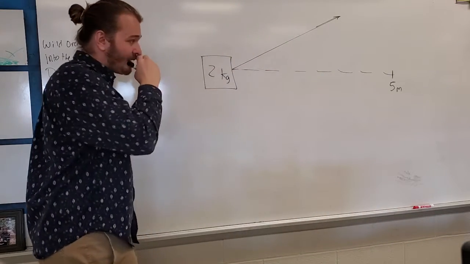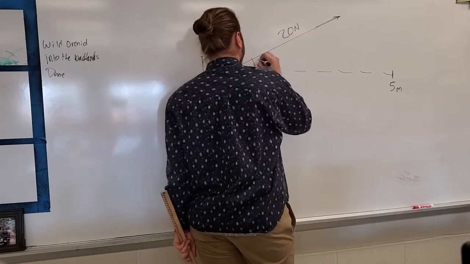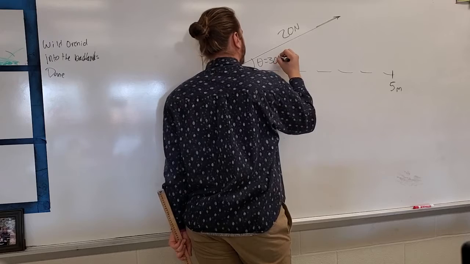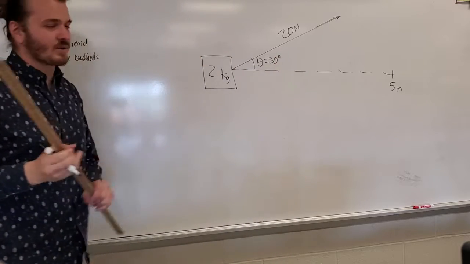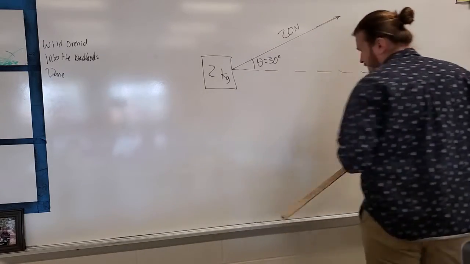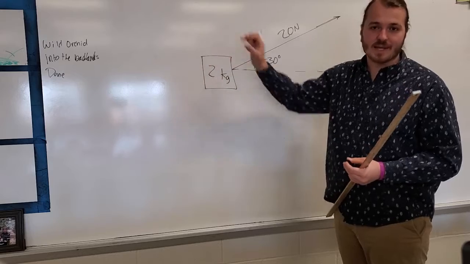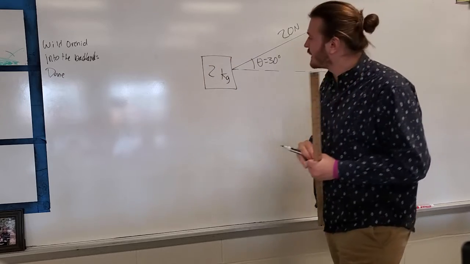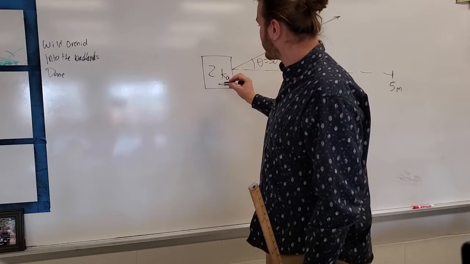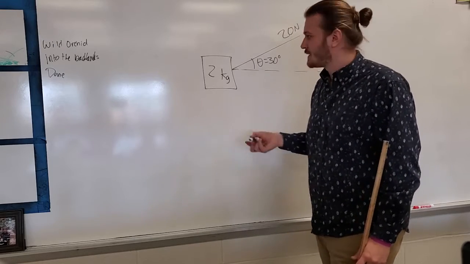The 2 kilogram weight, and we'll say you applied 20 newtons of force this way, at an angle of 30 degrees. So what's really happening here? If you just pull this straight up, that's the weight, just mg, 2 times gravity, so about 20.